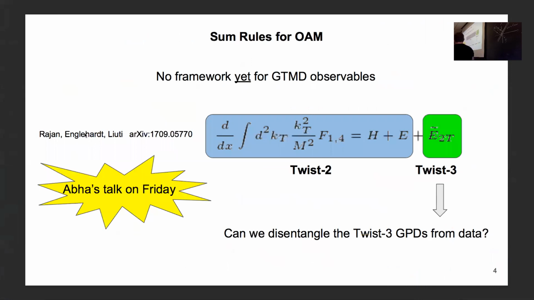So there's no formalism or complete framework yet for GTMD observables, but from what I was going to talk about tomorrow is this summary here, in which you can relate the kT squared moment of F14, which is the average orbital angular momentum. The first derivative of it can be described in terms of twist 2 GPDs and a twist 3 GPD E2T tilde. And so now the question is, can we disentangle the twist 3 GPDs from the DVCS data?